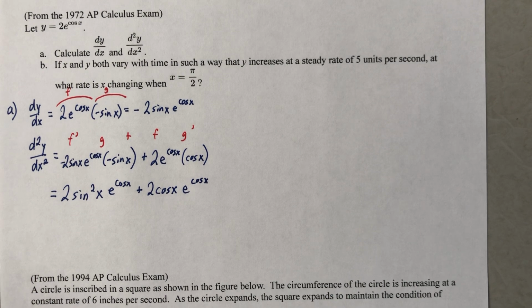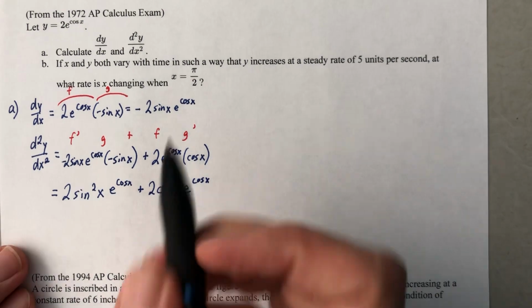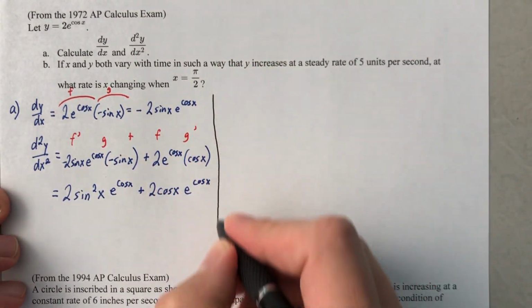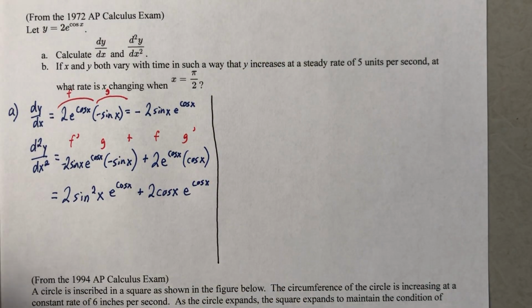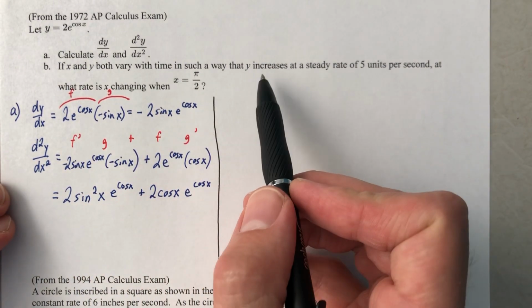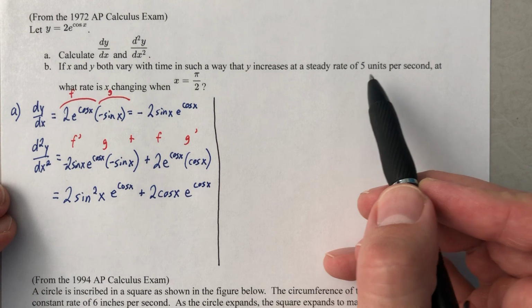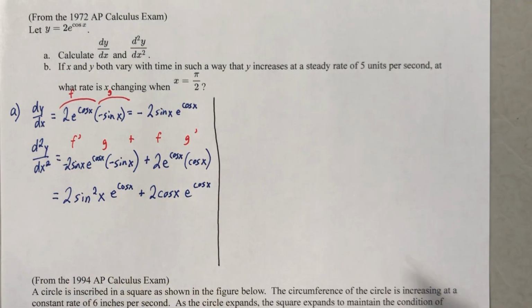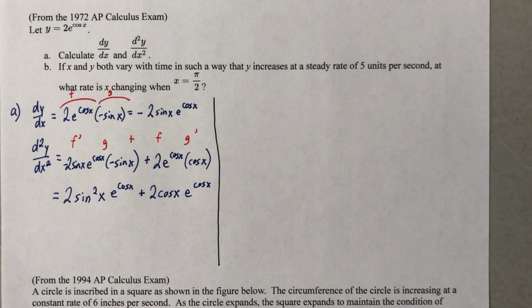Okay, there's part A, and you're probably thinking, well, these are related rate notes. Where's the related rates? Okay, on free response, they will put related rates in with some other random thing. It just happens, okay? So let's now do part B, and that's where related rates comes in. If both x and y vary with time in such a way that y increases at a steady rate of 5 units per second, at what rate is x changing when x equals pi over 2? What? Let's think about it.